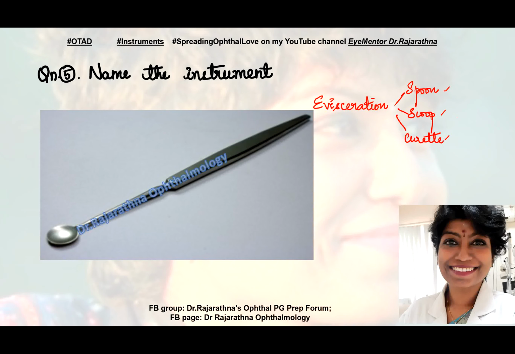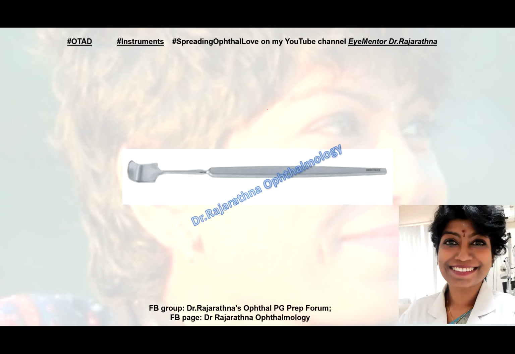Now this is Bunge's. Okay, it was designed by Bunge. So Bunge's evisceration spoon. Now there's another one which is Mule's evisceration. Again, you can call it spoon or spatula. Now this is Mule's. So it's got a nice convex surface through which you can bring out all the contents, intraocular contents during evisceration.